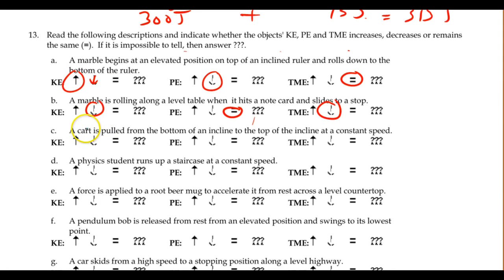A cart is pulled from the bottom of the incline to the top at a constant speed. Speed's constant, so the kinetic energy is constant. We're going up an incline, so the potential energy is increasing. The TME, therefore, has to be increasing, gaining potential without a reduction in kinetic energy.